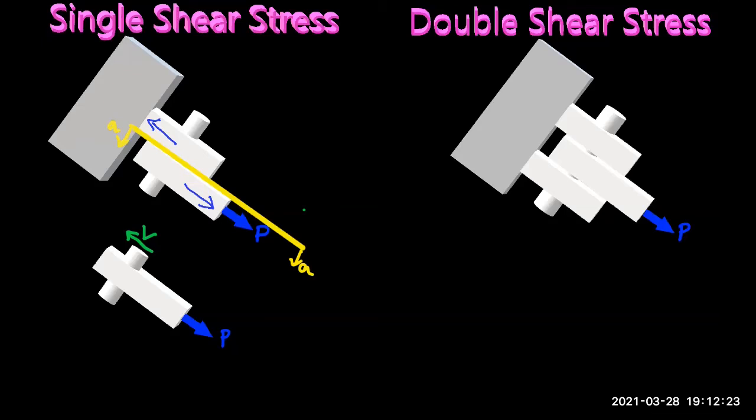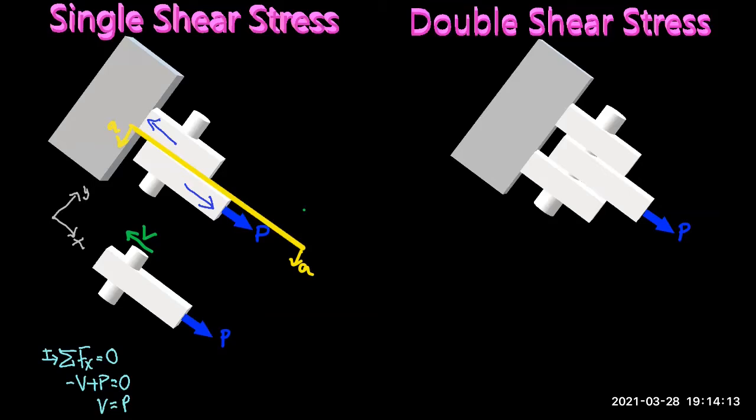In this case, a single cross-section of the pin takes all the shear force created by the external force P. This can be demonstrated by applying the equilibrium equations. If we sum all the forces along the x direction, we can see that the shear force is equal to the external force applied. In this case, V is equal to P.